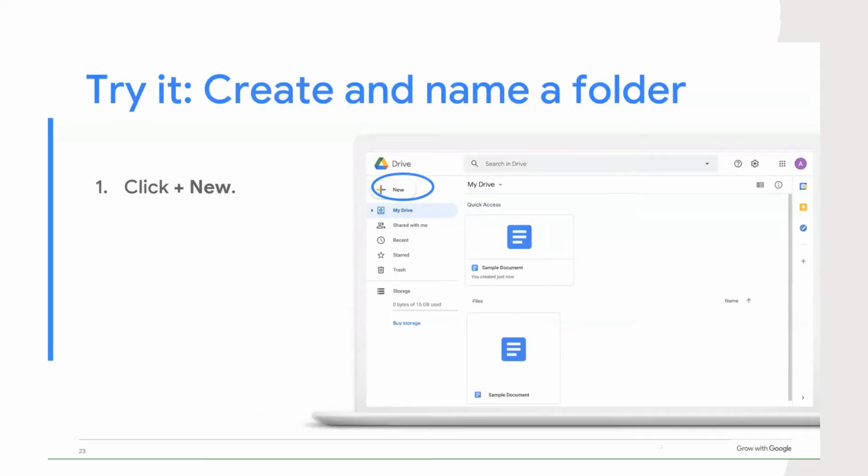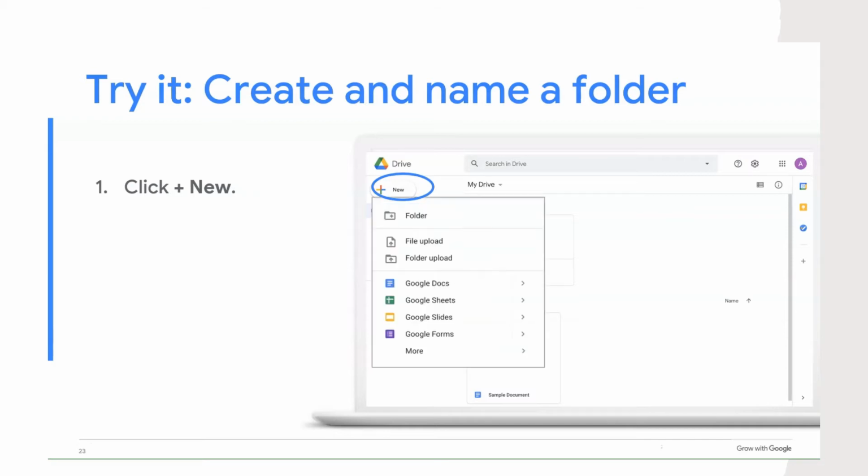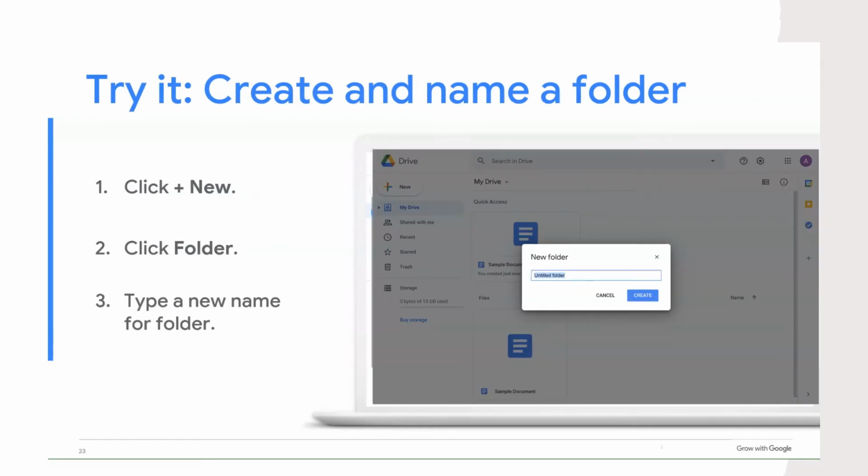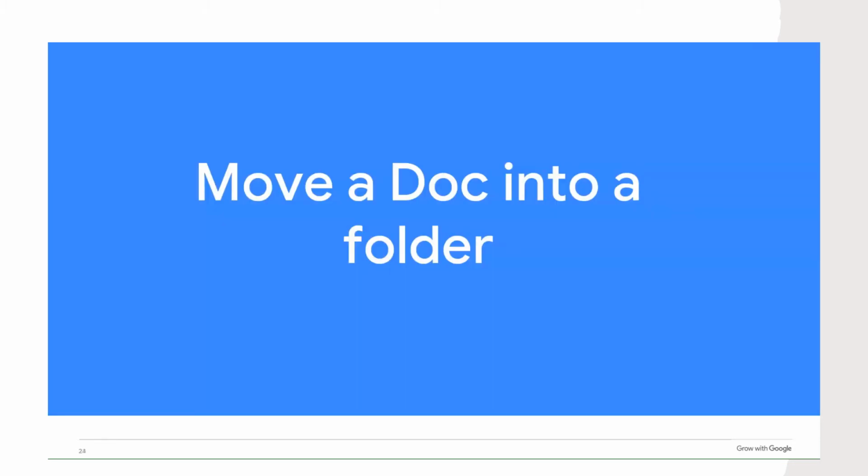So now you try it. You're going to create and name a folder. This is just a repeat of what we just did. So first click New to open the menu. Next select Folder to create it. Type a name for your folder. And that's all you have to do. If you need to pause me, go away from me, and come back to me, I'm completely okay with that.